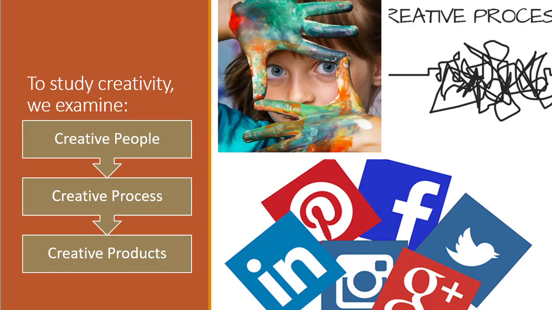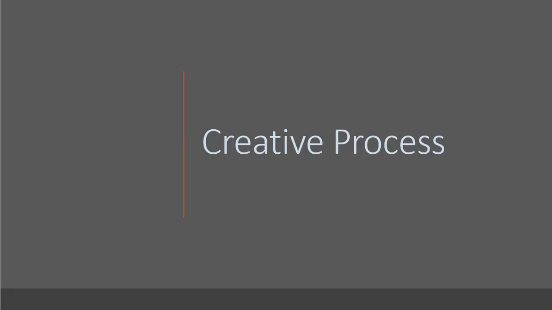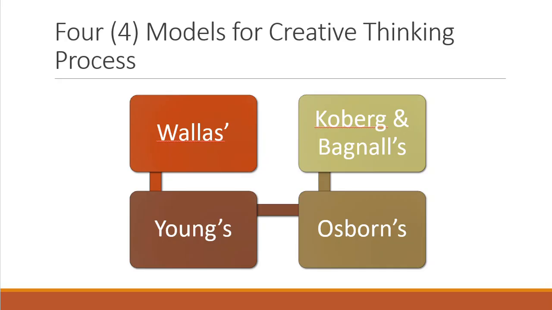Okay, so to study creativity, we examine creative people. This is what we have done previously. We have seen what are the characteristics of creative people, what lead to their creativity. And then creative process. This is what we are going to see today. And then the last part is creative product. Okay, so the creative process.